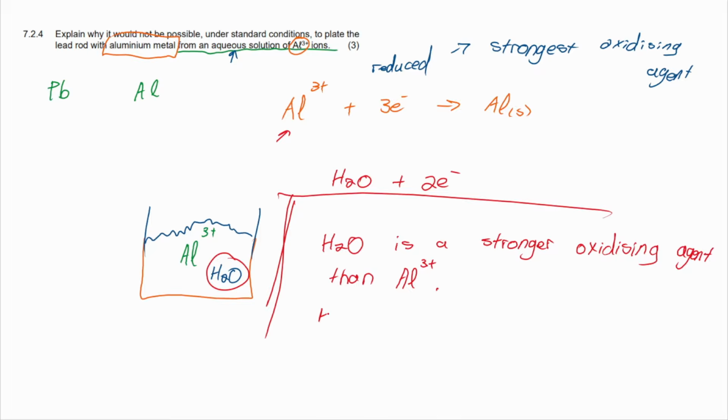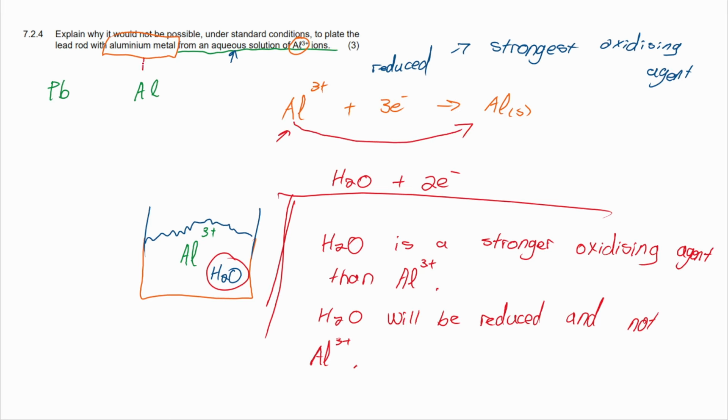Okay, so that means that water will be reduced and not the aluminium 3+ ions, which is what we want to reduce, right. That's what we want to reduce, because if these ions are reduced, then we get our solid aluminium metal. But that's not what's going to happen. Water is a stronger oxidizing agent than those aluminium ions, and H2O is going to be reduced at the cathode and not aluminium 3+ ions.